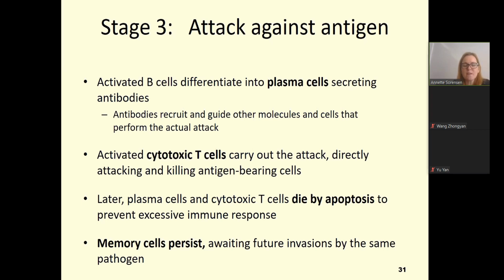Now, the memory cells, as I said, are persisting because these are the ones which will very quickly respond to any invaders that have this antigen present. So any invaders where this antigen is present will be attacked very quickly because these memory B cells can very quickly proliferate.